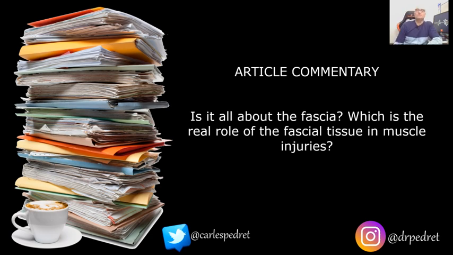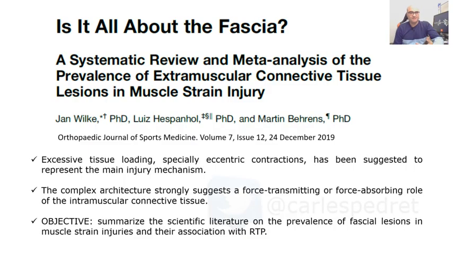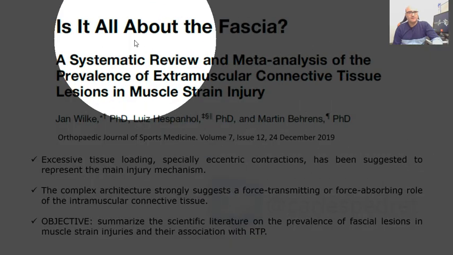No, seriously. Let's try to make another article commentary. This is quite a complex article about the term, so let's try to shed a little bit of light on this concept, which is the fascia. The article is all about the fascia and the real role of the fascial tissue in muscle injuries. The main basis of this article commentary is this article here. It is all about the fascia.